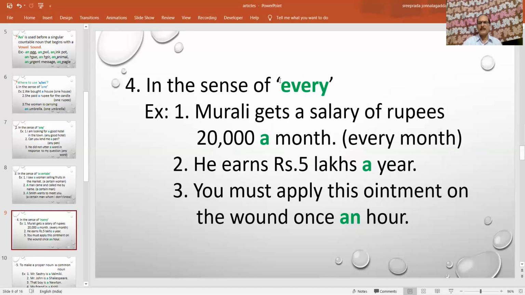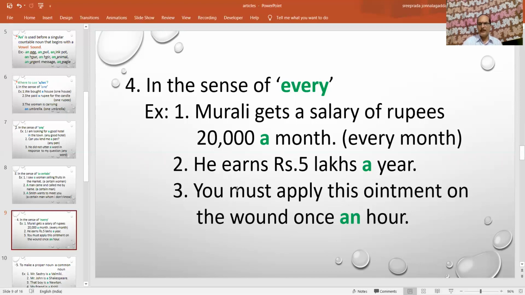Next, in the sense of every, we use this indefinite article a or an. Murali gets a salary of rupees 20,000 a month. A month means every month, not just for 1 month. Every month he gets a salary of 20,000. He earns rupees 5 lakhs a year. A year means every year.